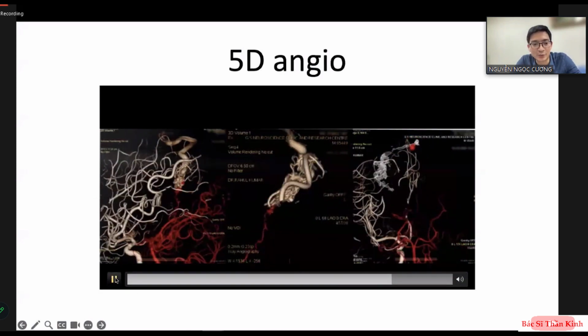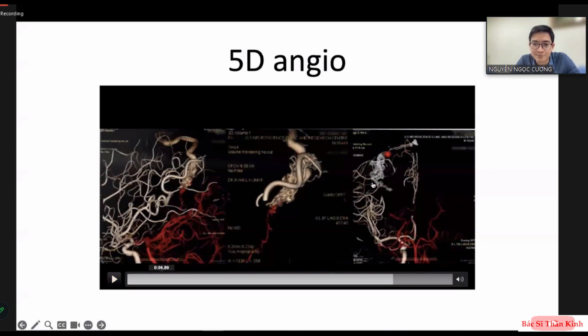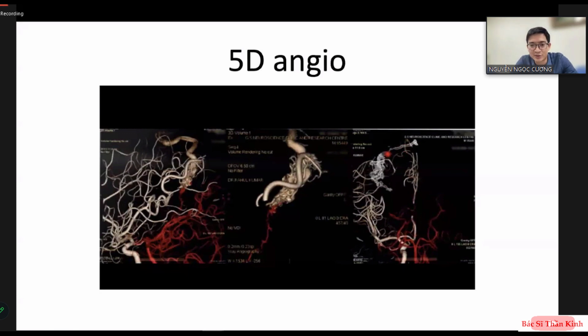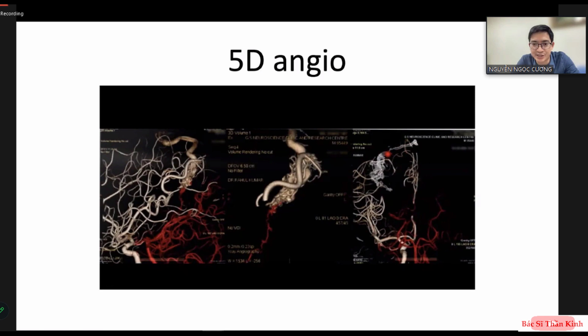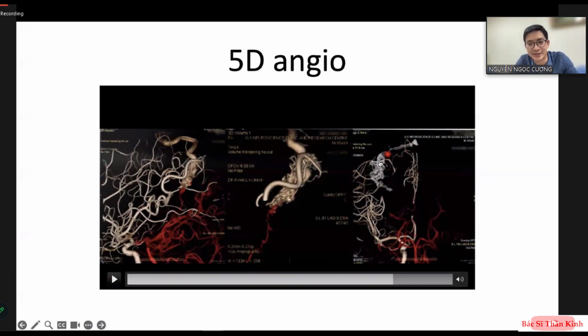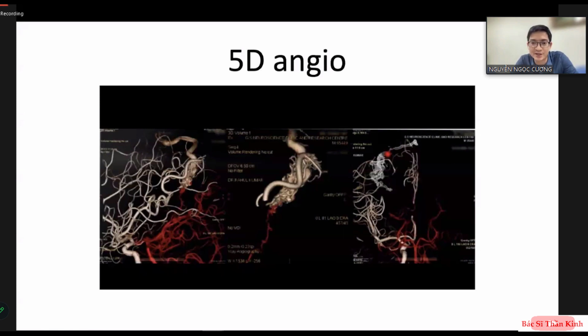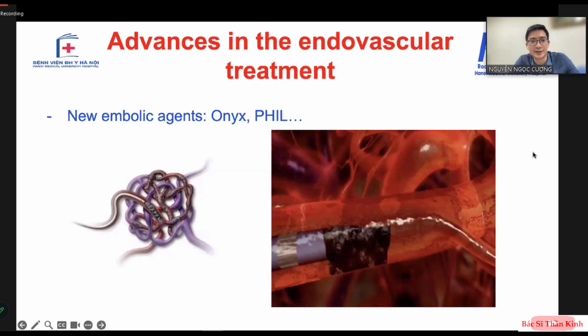We can also see the glue cast here, even before injection of the glue. We can imagine the glue cast if we inject the glue from the feeding arteries, and we can know the endpoint of the embolization. So this is very good not only for the interventional radiologists, but for the neurosurgeon too. Okay, so this is the other advantage.